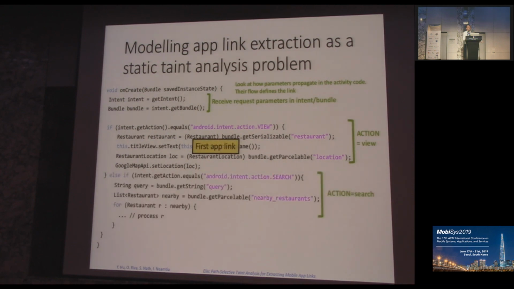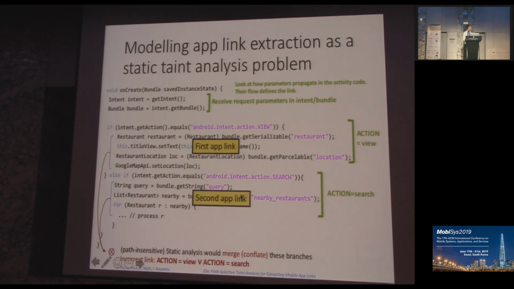The second link, if you want to see, let's say, what other nearby restaurants there are, is completed via another deep link that has a constraint called search. So I'm going to come in here when the action is equal to search, and for that I'm going to see a list of nearby restaurants. So this is the second app link.